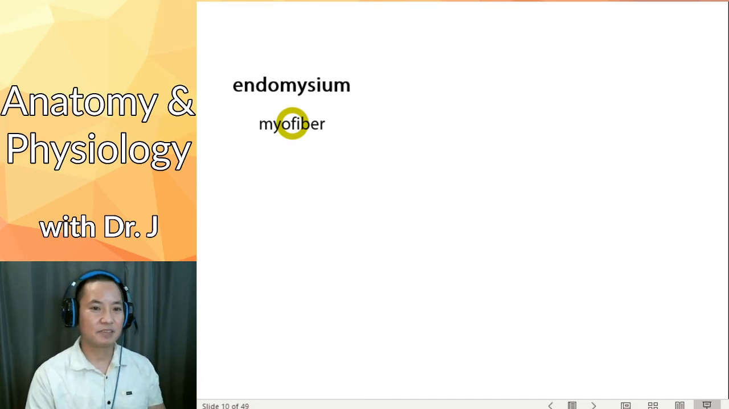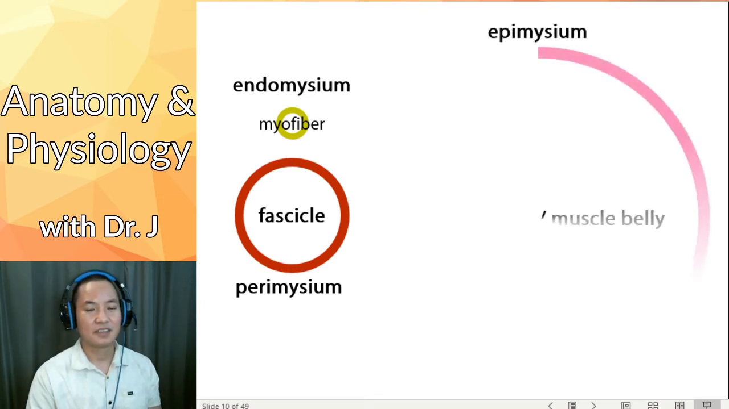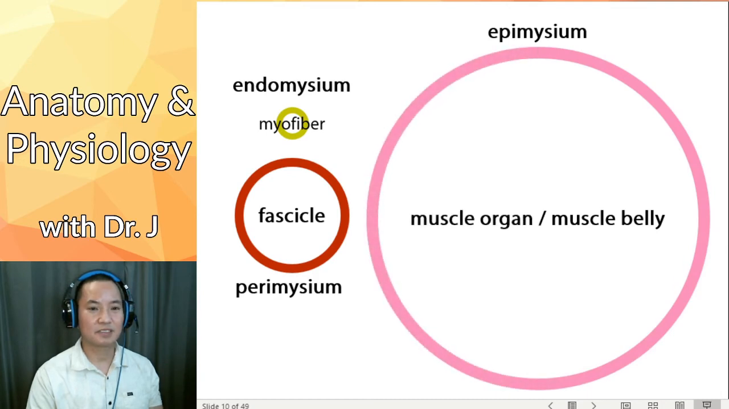So surrounding every individual myofiber, you have an endomysium. And then surrounding each muscle fascicle, you have a perimysium. And surrounding each muscle belly or entire muscle, you have an epimysium. So this is going from smallest to biggest.